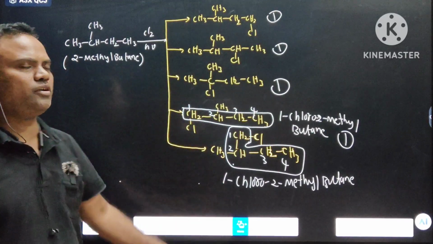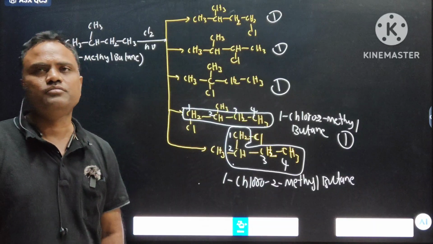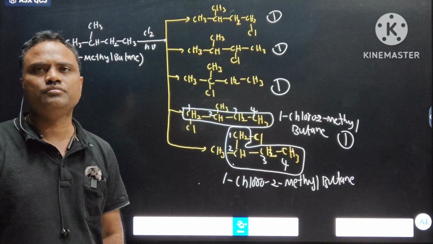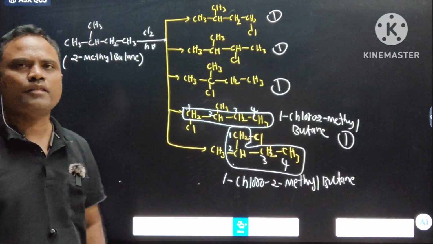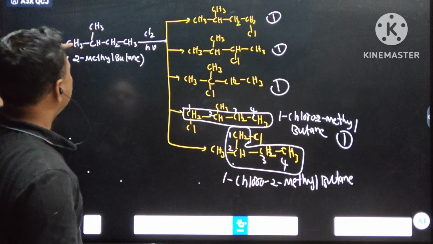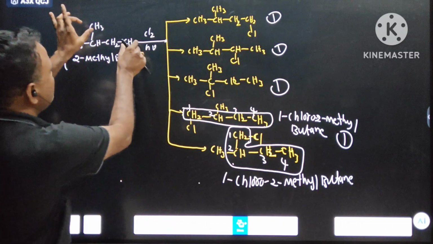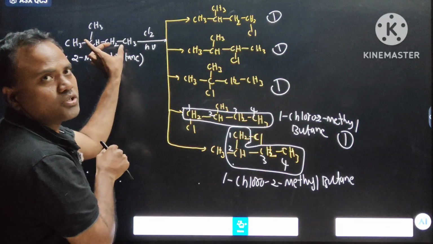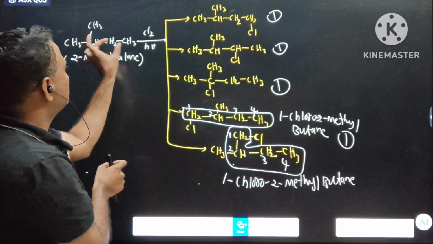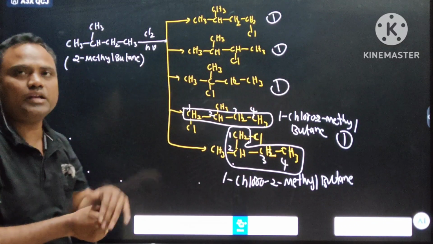I see different types of hydrogens only. Correct only. I have taken different types of hydrogens only. Okay, this hydrogen same, but this hydrogen both are different. This is primary only, but this environment is different. This methyl is connected to CH2. This methyl is connected to CH. Environment is different.